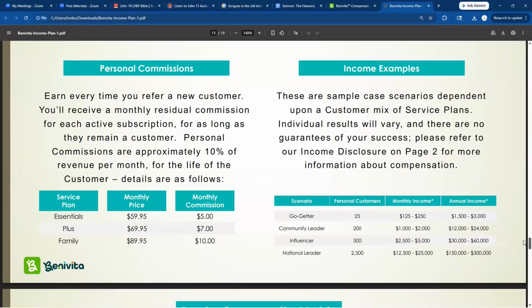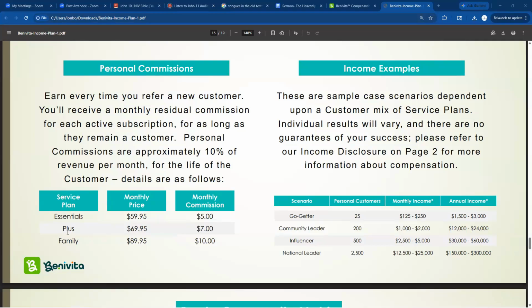So for the 3 services, if you sign somebody up for the essential, which is $69.95, you're going to get $5 when they sign up, and then a $5 monthly commission every month they stay on board. You're going to get another $5 for just that customer. So if you think about it, if you get 100 customers at the lowest price, you'll make $500. You're going to make $5 per person, so if you have 100 people you sign up in this position, you're going to make $500 every month just off of those people.